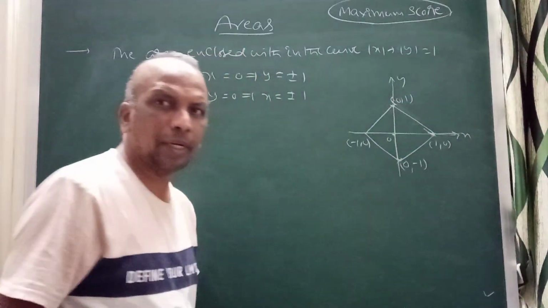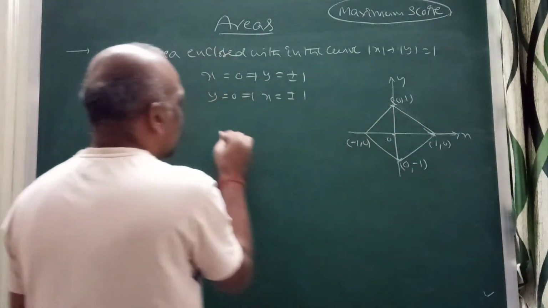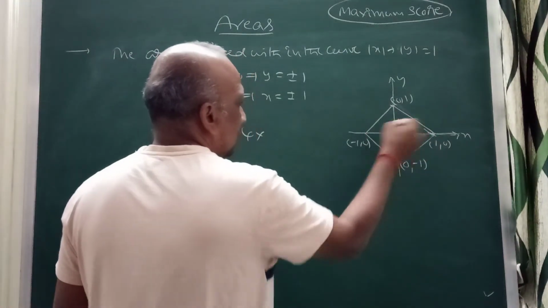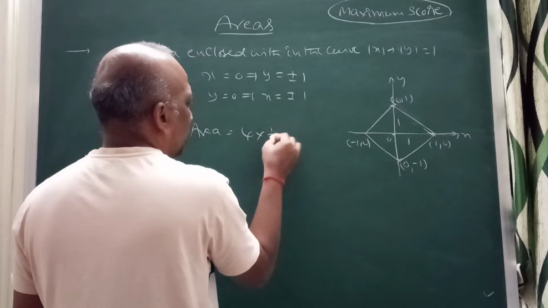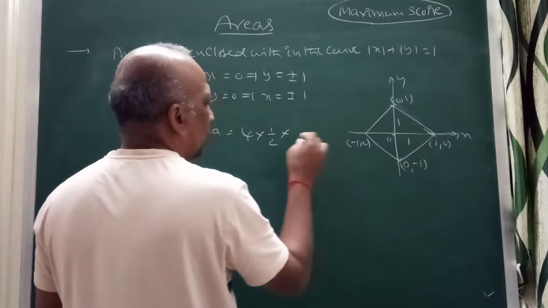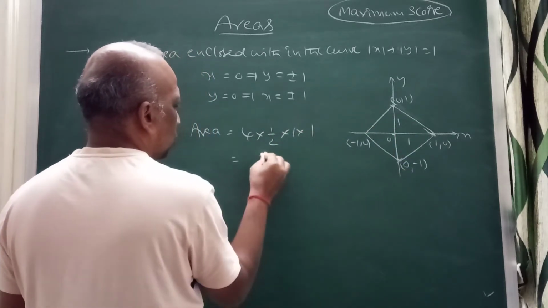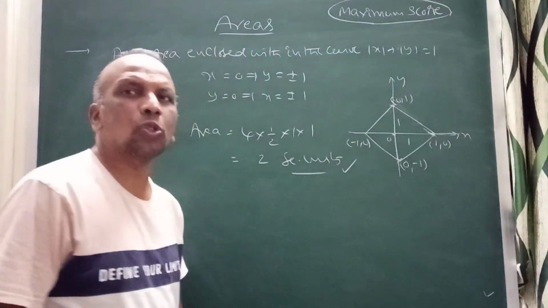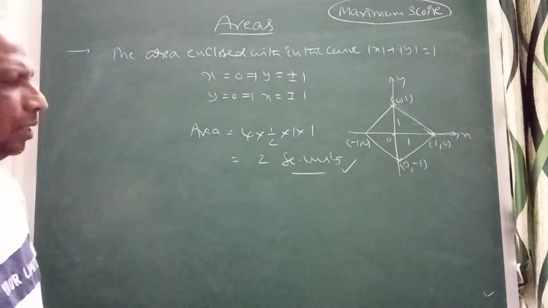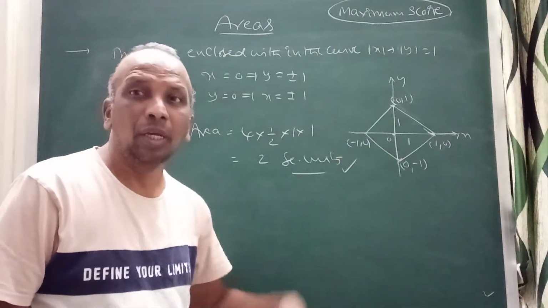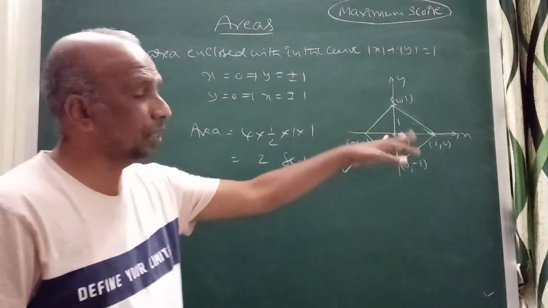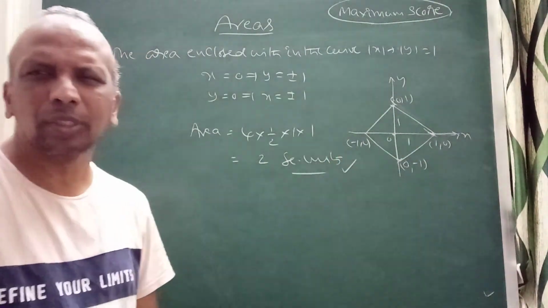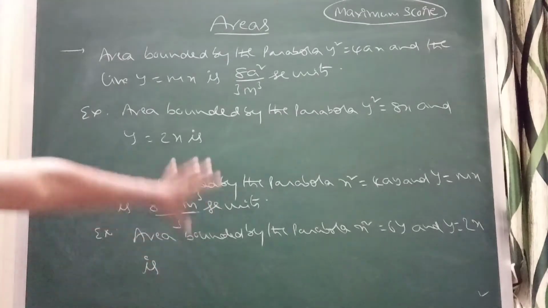It gives 4 equal parts, right? So the area is equal to 4 into half into base 1 into height 1. It comes to 2 square units. You can find it easily, 2 square units, no need to do integration. For integration you would have to write the integral from 0 to 1, which is not required here. So 2 square units.